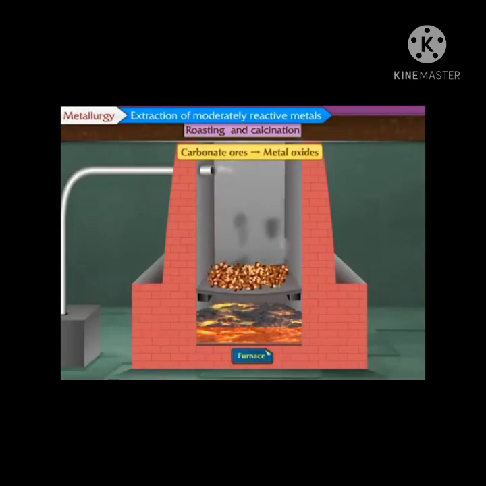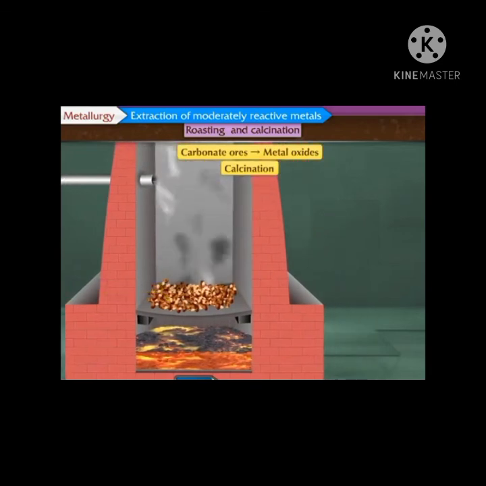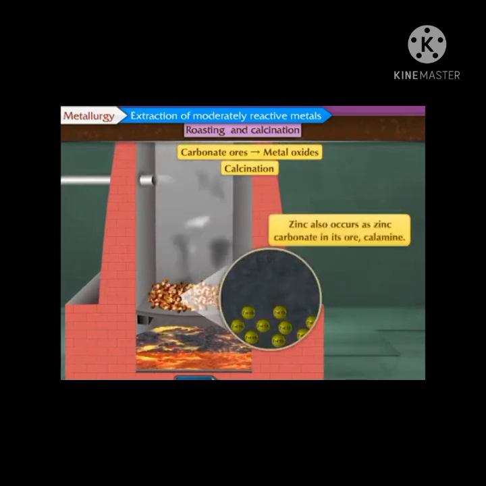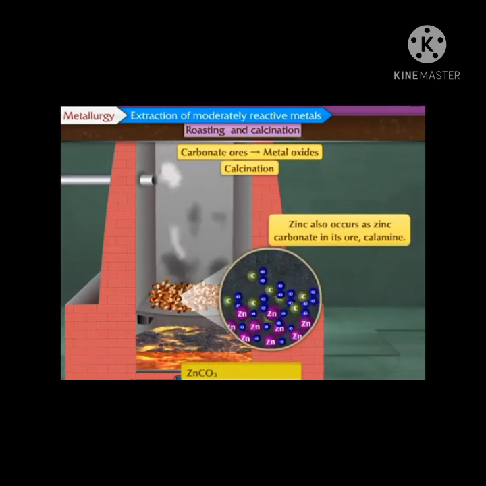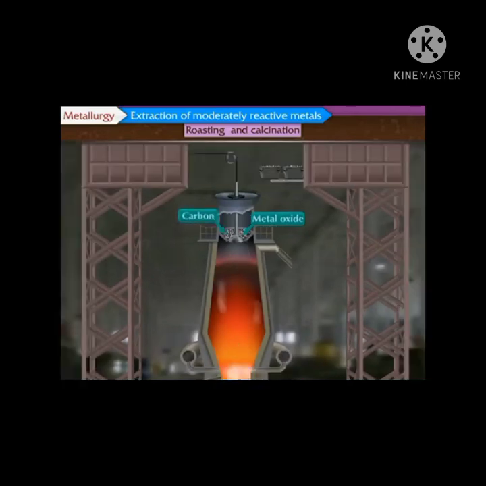Carbonate ore can be converted into metal oxide by a process known as calcination. In this method, the carbonate ore is heated strongly in the presence of a limited supply of air. Zinc also occurs as zinc carbonate in its ore, calamine. Zinc carbonate, when heated strongly in the presence of a limited supply of air, gets converted to zinc oxide. The metal oxide so obtained by calcination or roasting is reduced to zinc by a reducing agent like carbon.